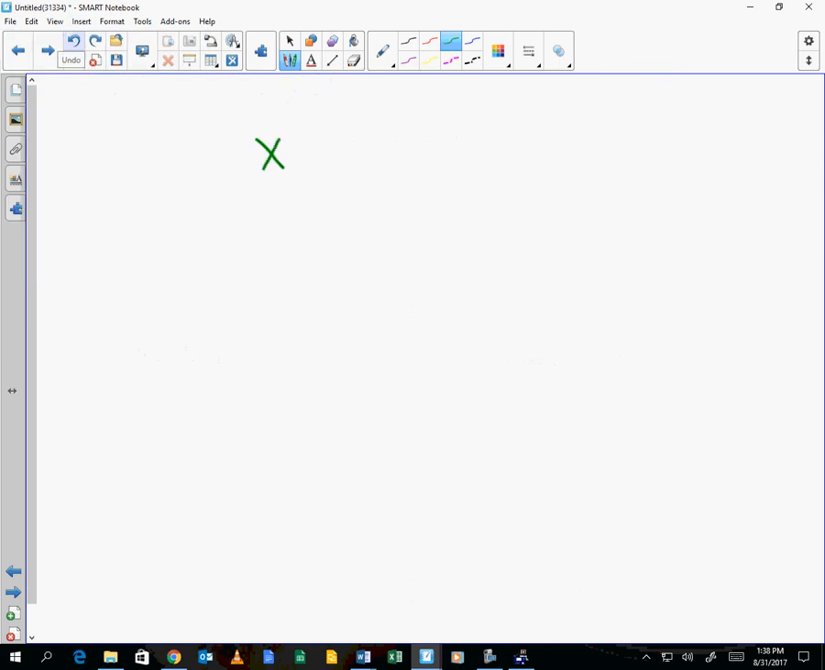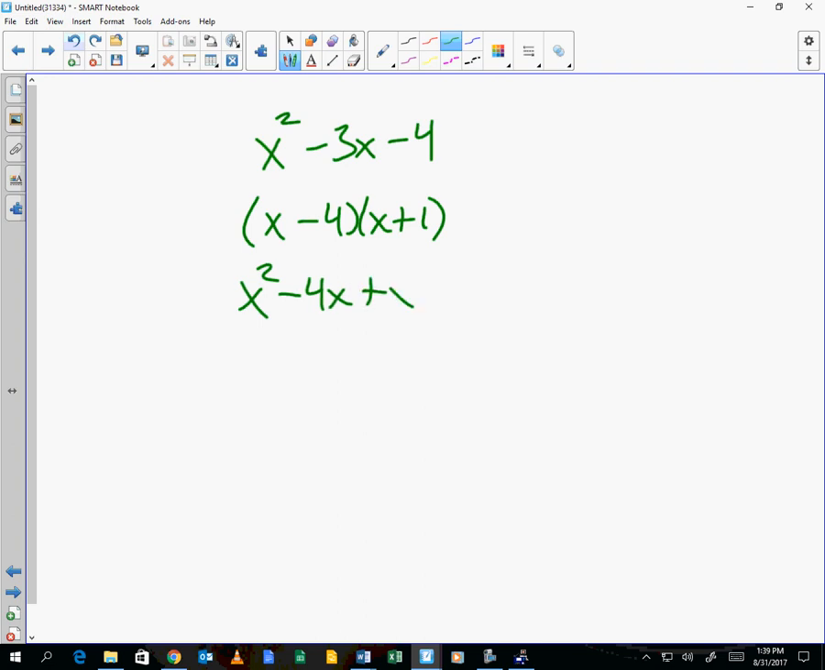So if we have x squared minus 3x minus 4, that's the same as x minus 4 times x plus 1, right? Which is x squared minus 4x plus x minus 4. How many parts are there?